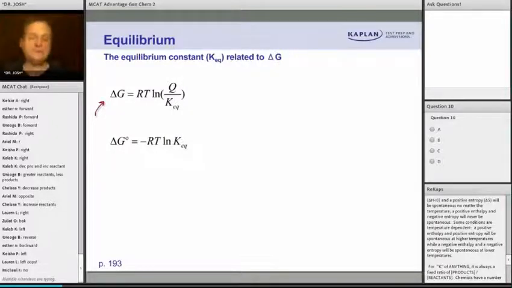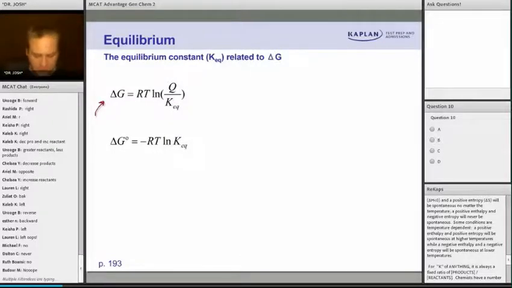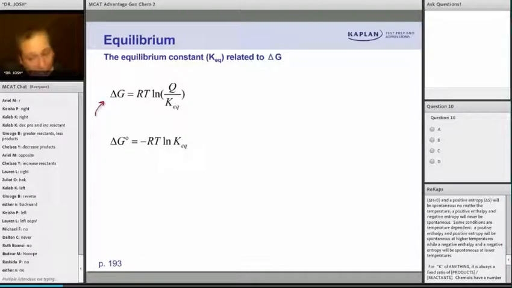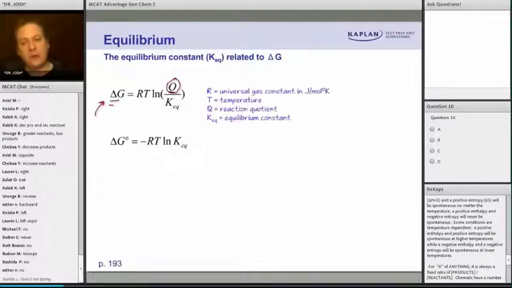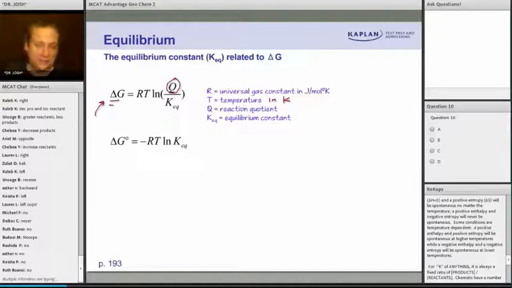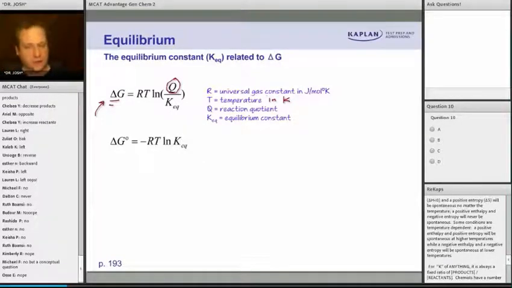Now, this equation, does this look like a fun equation to use on testing? No. Not at all. However, this equation relates spontaneity, Q, and KQ. Now note, R again is the universal gas constant in joules per mole Kelvin. T is the temperature again in Kelvin. Q is your reaction quotient. KQ is your equilibrium constant. Question: is the MCAT really going to ask you to find the natural logarithm of something and find it mathematically to go back and solve delta G?